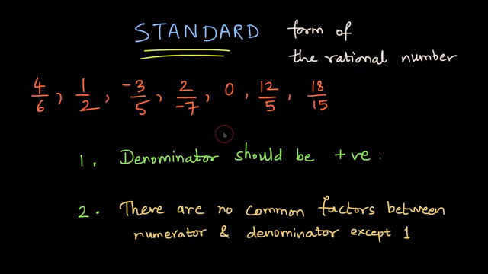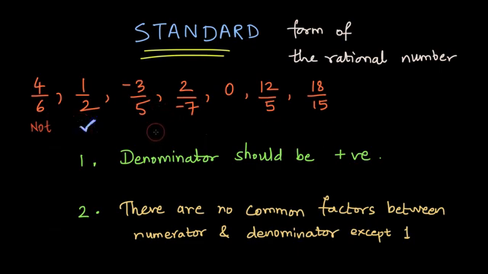Now we have 4 by 6. 4 and 6 both have the factor 2, since 4 can be written as 2 times 2 and 6 can be written as 2 times 3. So 4 by 6 is not in the standard form. What about 1 by 2? The denominator is positive and 1 and 2 do not really have any common factors other than 1. So this is in the standard form.